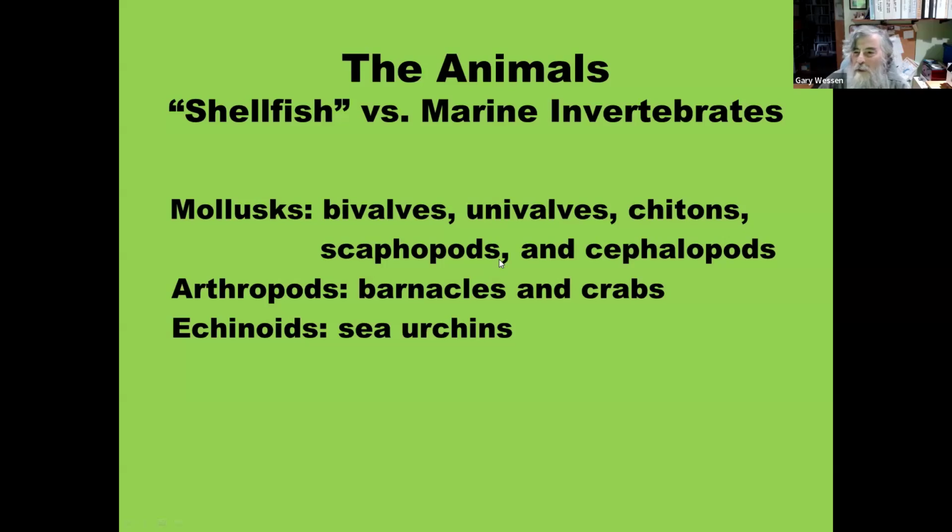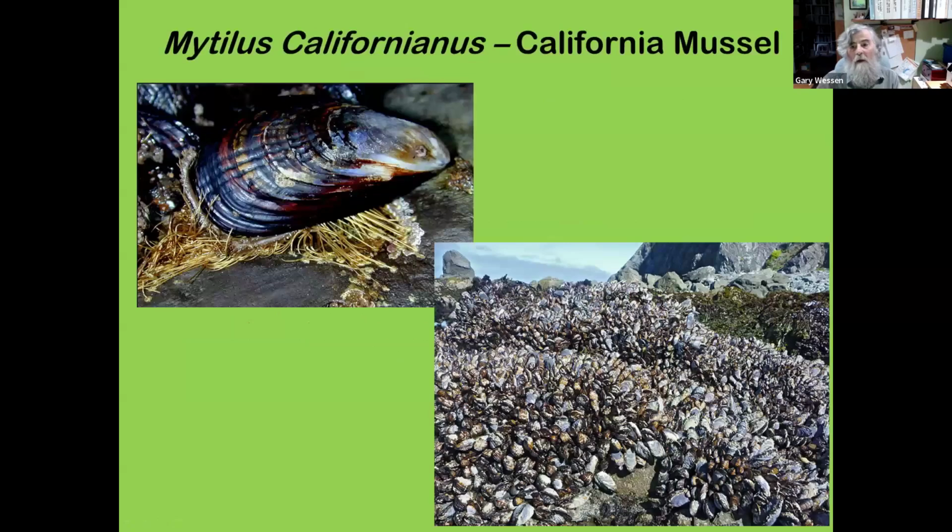Scaphopods, there's only really one scaphopod that we need to talk about here, and that's Dentalium. Also a tusk shell. I'll show you some pictures. Cephalopods, octopus and squid. We don't really think of them as shellfish, but they're mollusks, and we can see evidence of them in sites. Beyond the mollusks, and that's mostly what we're talking about, arthropods include barnacles and crabs, and echinoids, sea urchins. And there is physical evidence of all of these things in large marine middens in Western Washington. Okay, first off, I'll show you some of the more common and abundant ones.